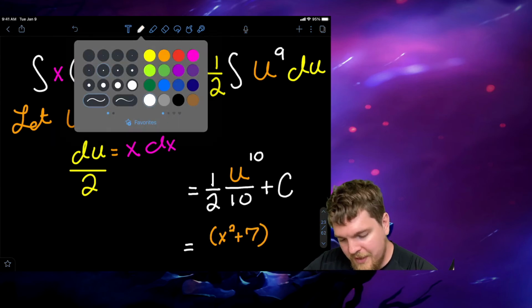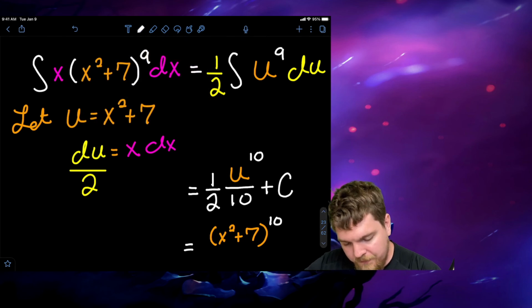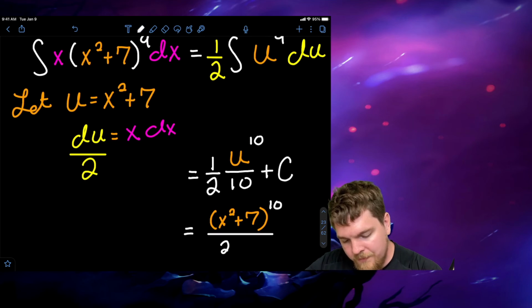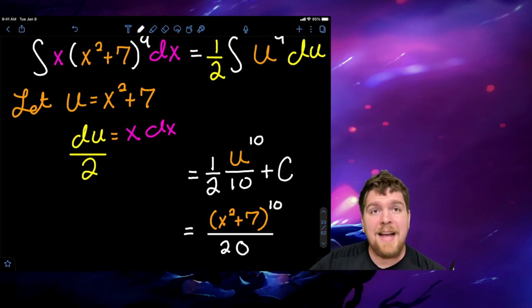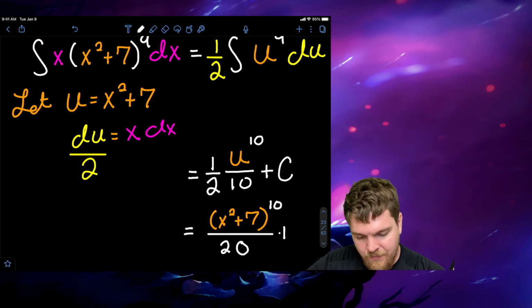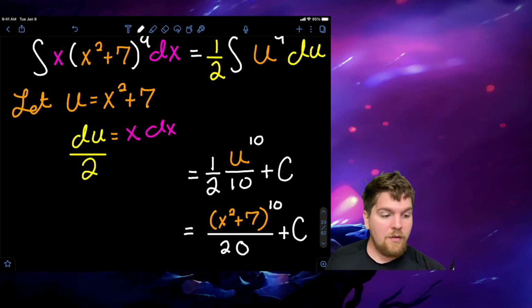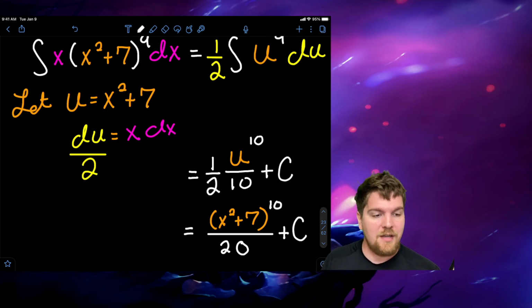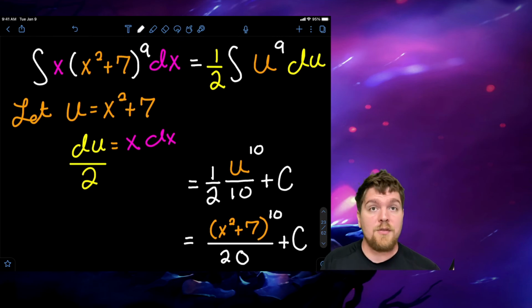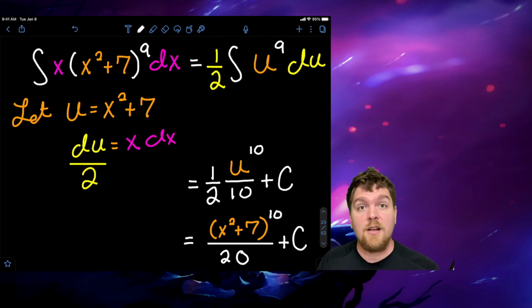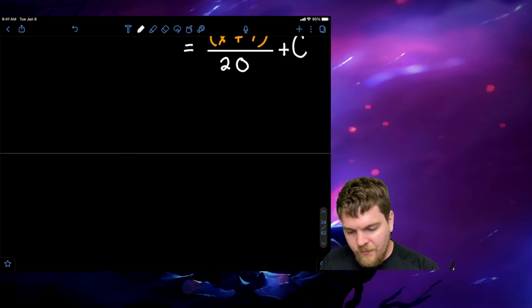Now remember that x squared plus 7 is still raised to the 10th power, and it's being divided by 2 times 10, which is 20. And then we're asked to add this constant of integration. Now we're asked to add a plus c. So that right there is how we evaluate the integral of x times x squared plus 7 to the 9th with respect to x. We go through the process of a u substitution, we rewrite the integral, and we evaluate the integral. All right.